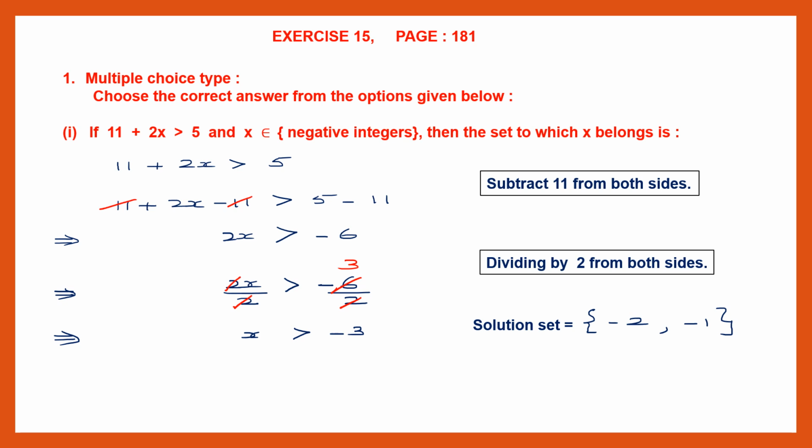And what is the option here? The correct answer is option A. So option A is my correct answer. So you need to tick option A because option A says that the solution set is -2 and -1.